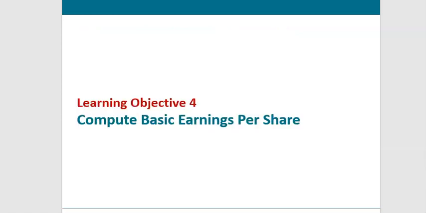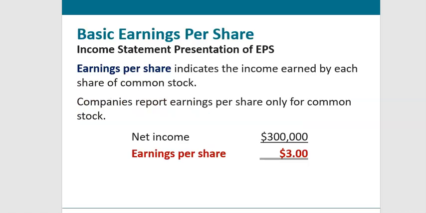Let's move on to basic earnings per share. We talked about basic earnings per share in Intermediate 1. Remember, it's the amount of income earned by each share of common stock.